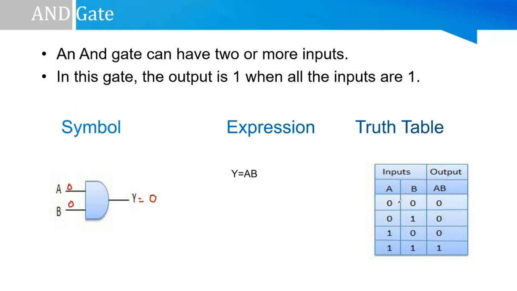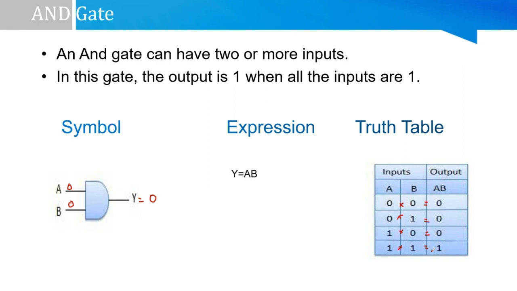Here you can see input A is 0, B is 0: 0 into 0 is equal to 0. Next, A is 0, B is 1, and 0 into 1 is 0. A is 1, B is 0: 1 into 0 is 0. A is 1, B is 1: here you get AB as 1.